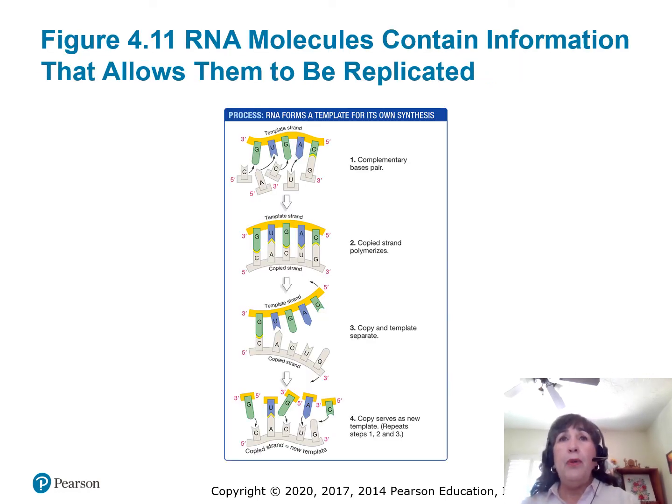In this example here, we see that RNA can actually replicate itself. So how is this done? You see that RNA is a single strand, and that single strand acts as a template, and it builds together this secondary strand, as you can see in gray. This gray strand is now the copied strand, and this copied strand is now going to act as the new template to build more RNA.